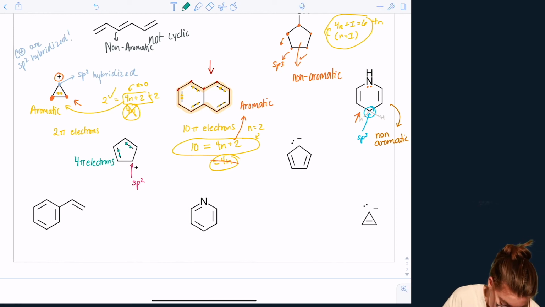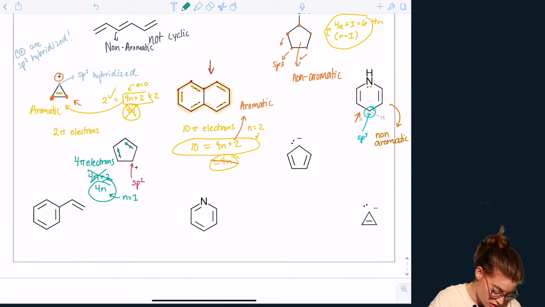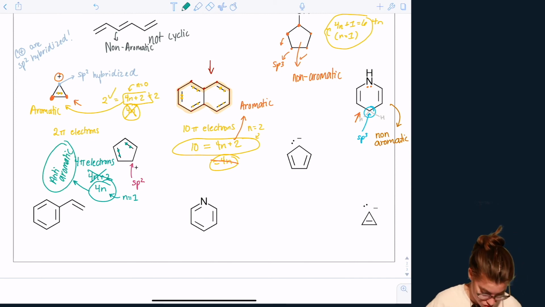Okay, and so which equation do I need to use to get to the number 4? 4n plus 2 or 4n? Well, when n equals 1, I will be using the 4n rule, so not the 4n plus 2. And remember, whenever you use the 4n equation, that means your molecule is anti-aromatic. So that's interesting.